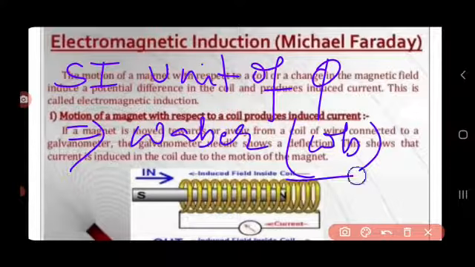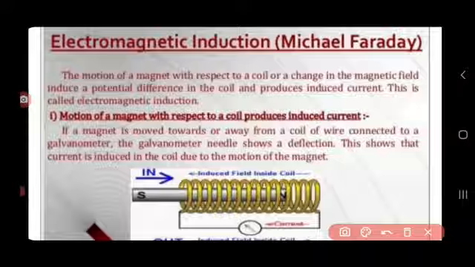Now the topic comes, that is electromagnetic induction. It is written as EMI in short. EMI means electromagnetic induction, and this concept was given by the scientist Michael Faraday. So what is electromagnetic induction?